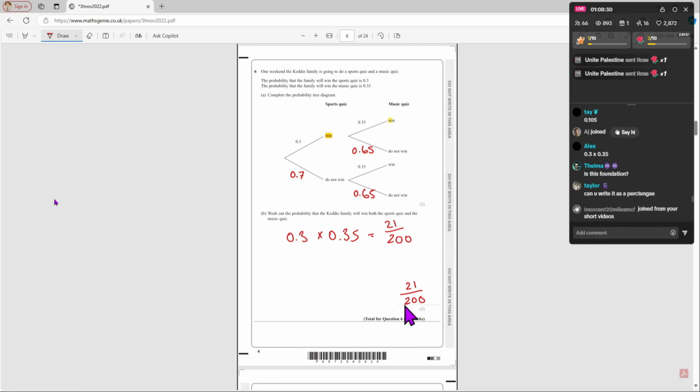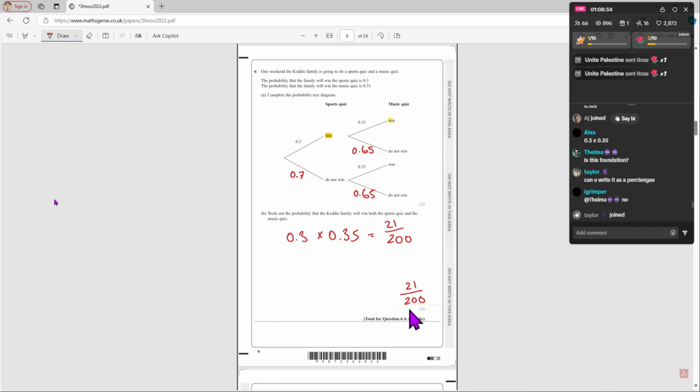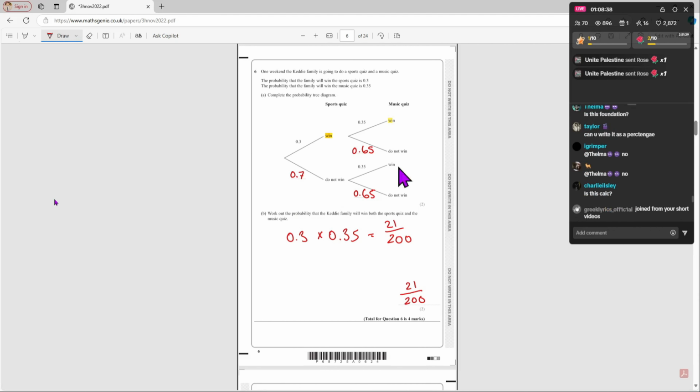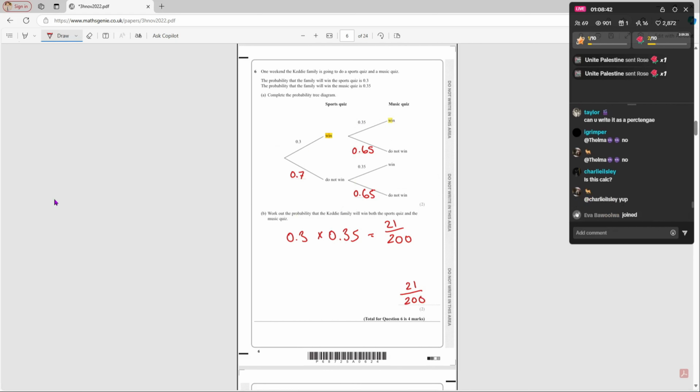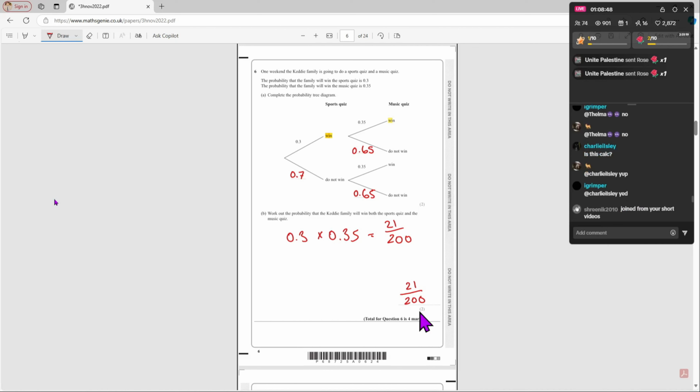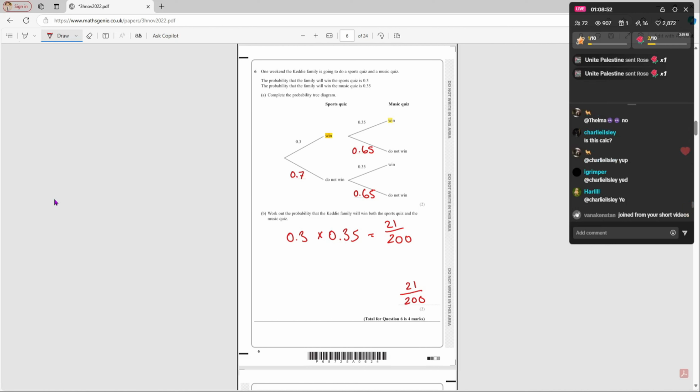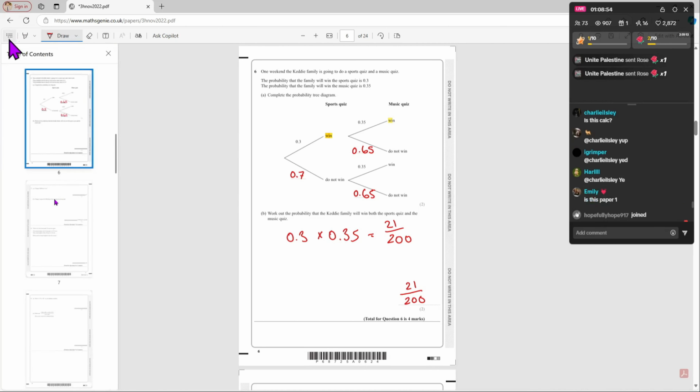Can you write it as a percentage? No. I wouldn't write probability as a percentage. I'll only write it as a decimal or a fraction. In this question, it's written as a decimal, so probably you should write it as a decimal. But I wouldn't advise you to write it as a percentage. Just write it as a fraction or a decimal. You are technically allowed to write it as a percentage, but just write it as a fraction or a decimal.